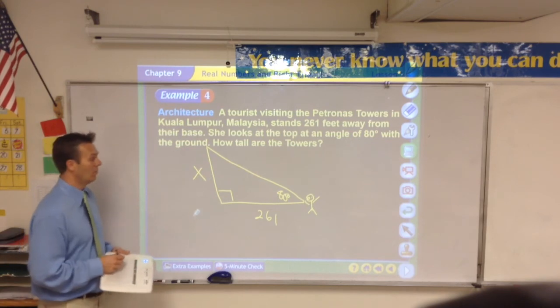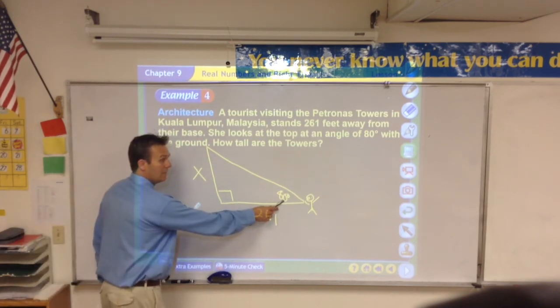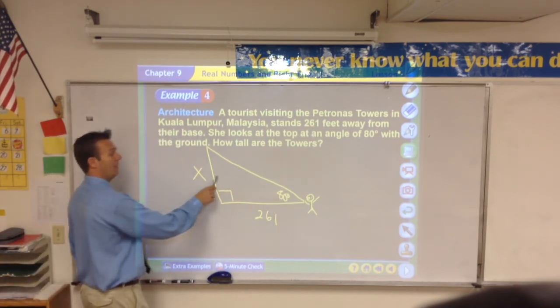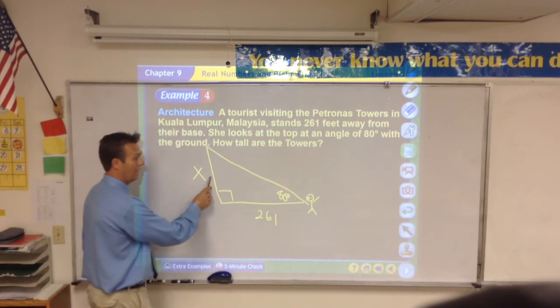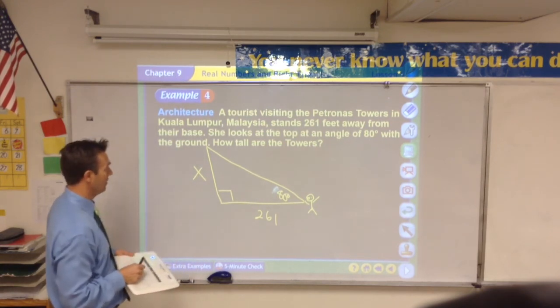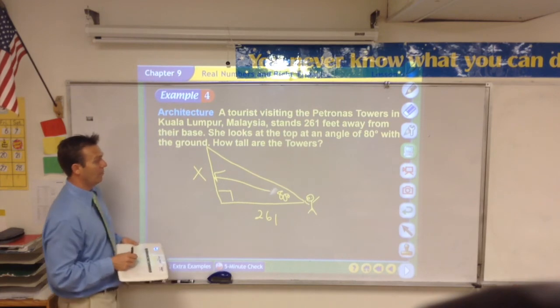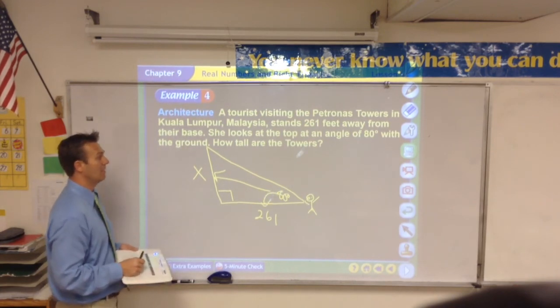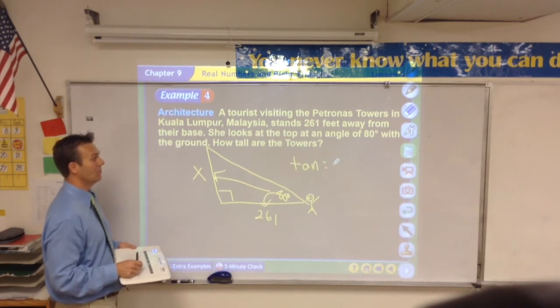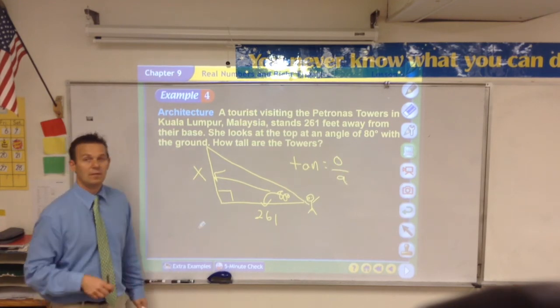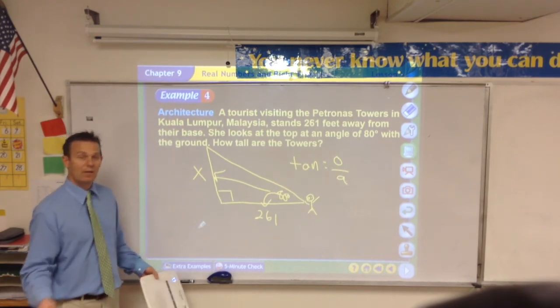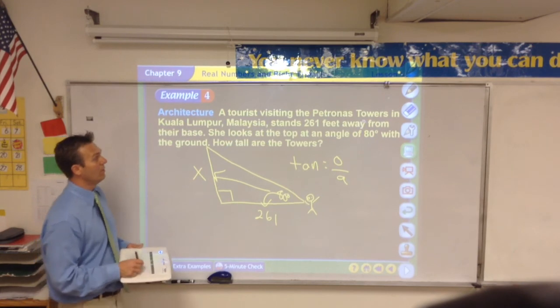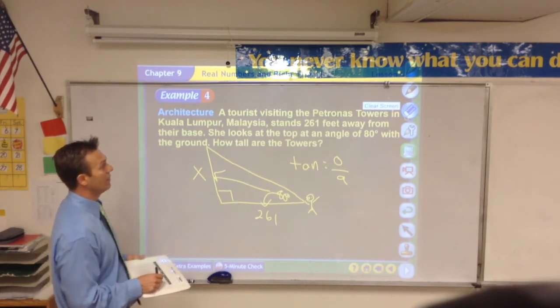So we want to know how tall this tower right here is. So what do we know? We know 80 degrees. We know the opposite, this is the opposite here, across from it. And the one that's attached to it is the adjacent. So we know tan equals opposite over adjacent. And now we just go and set it up and solve. Watch the computer as it does it for us.